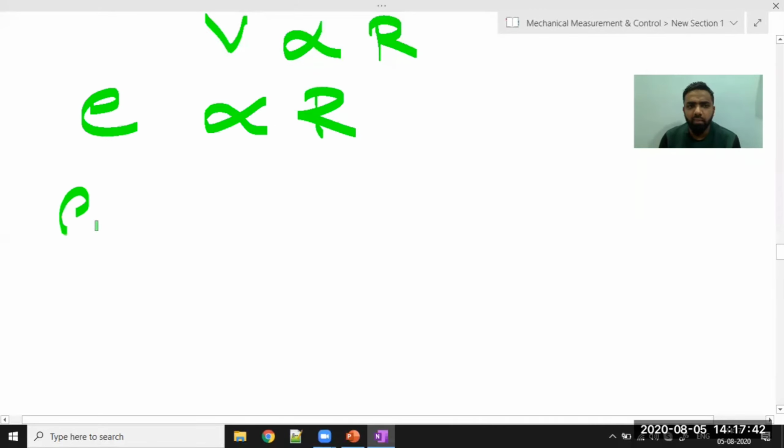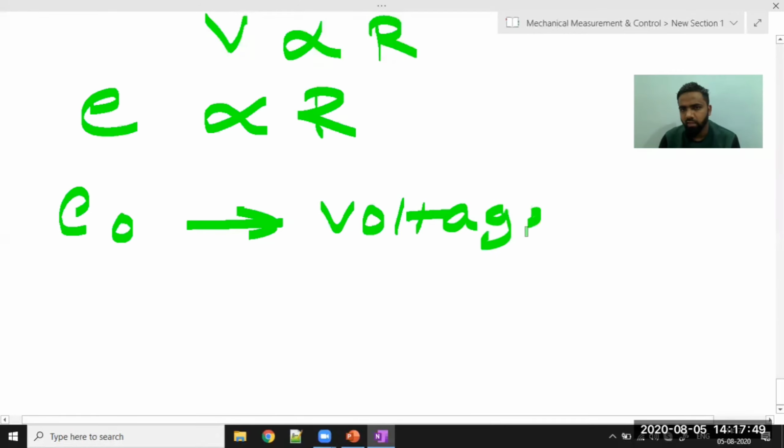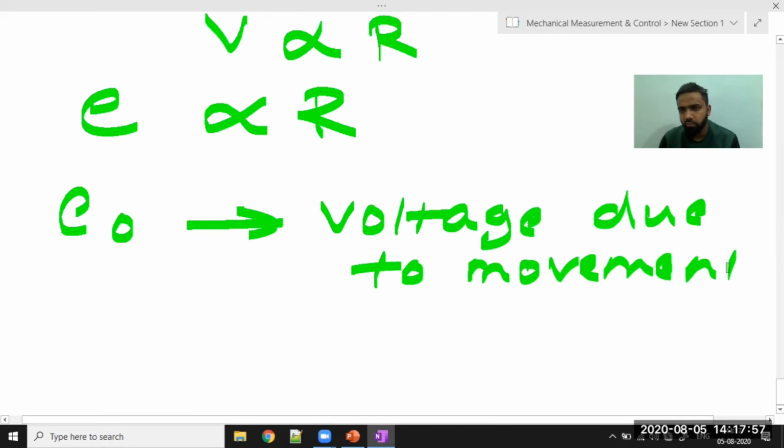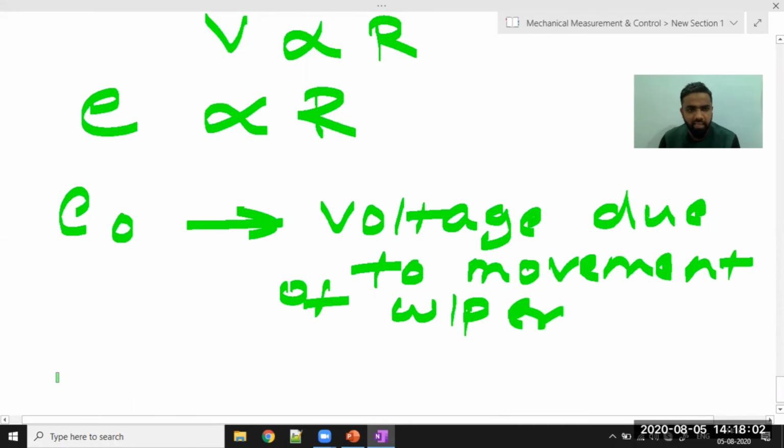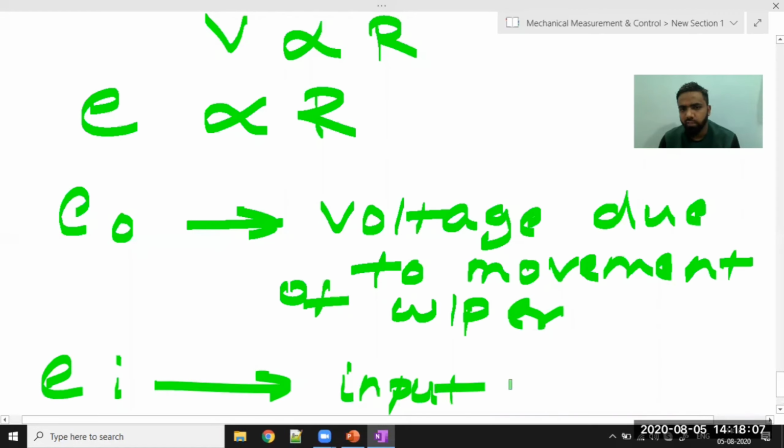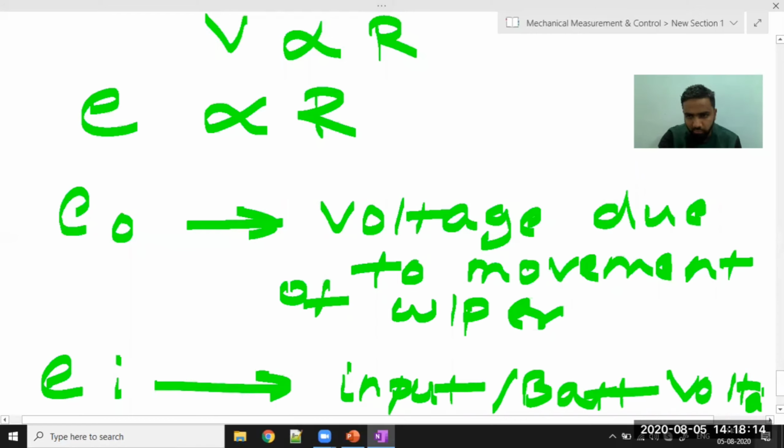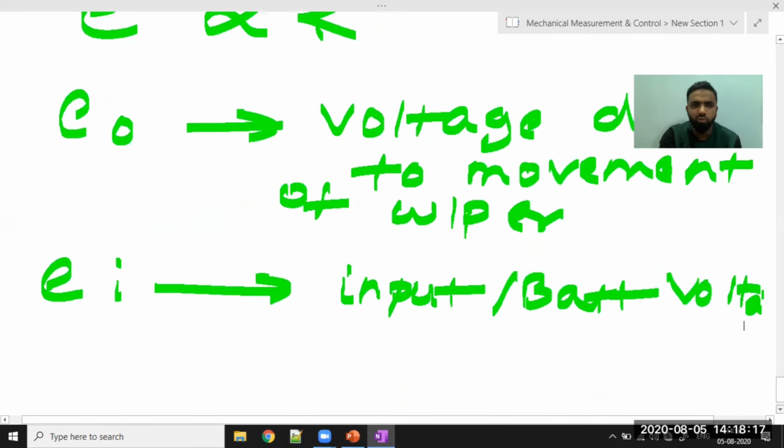So the EMF at the output terminal, let it be considered as E naught. This is the voltage or EMF at the output terminal, or the voltage due to movement of the wiper. Whatever you want to write, you can write; it is all upon your understanding. I am writing it big so that you can see it properly. Ei will be the input voltage, or you can even say battery voltage. I'll share the notes also, don't worry about it.